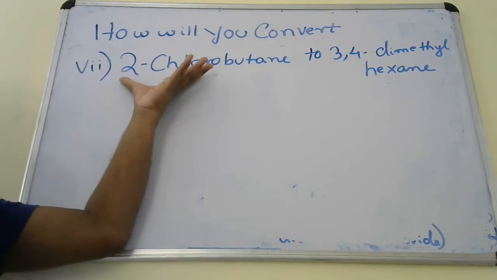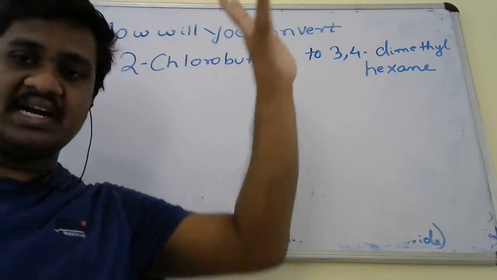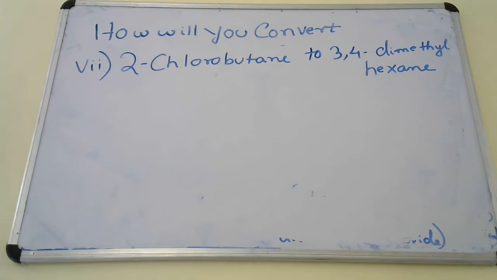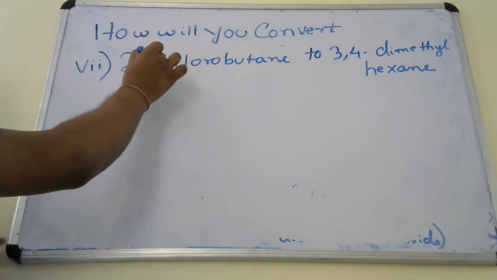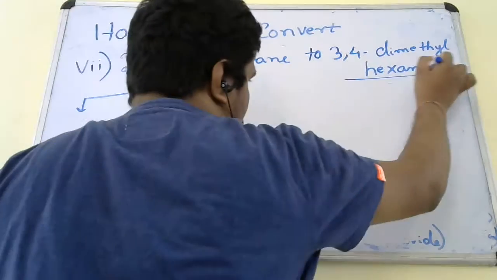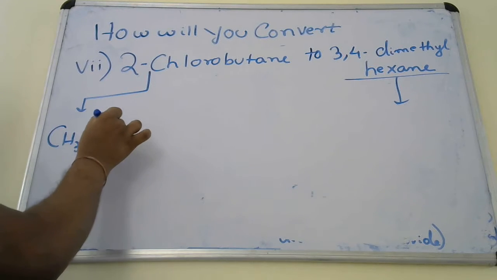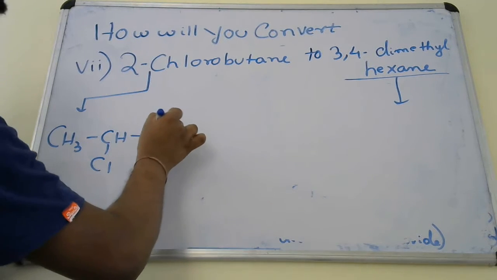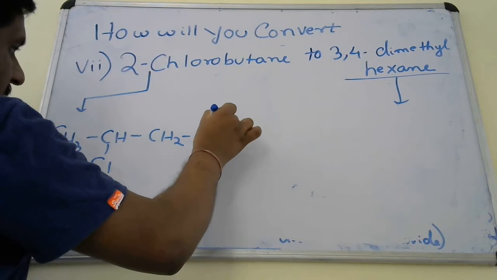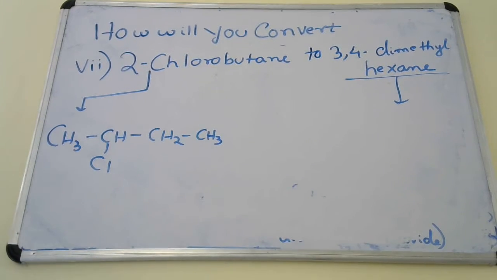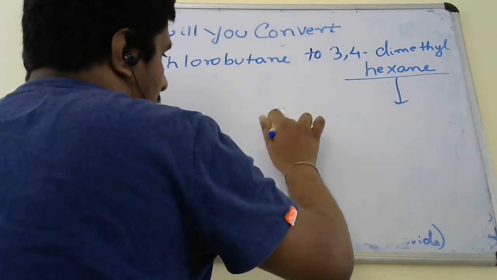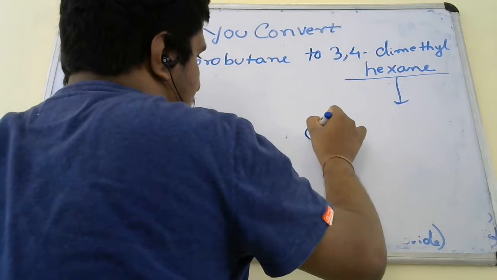You have to convert 2-chlorobutane to 3,4-dimethylhexane. So our first step is writing the starting reactant and the destination product. Starting reactant 2-chlorobutane. So obviously this one is your 2-chlorobutane, with chlorine at the 2 position. Now 3,4-dimethylhexane. Let us write it down.